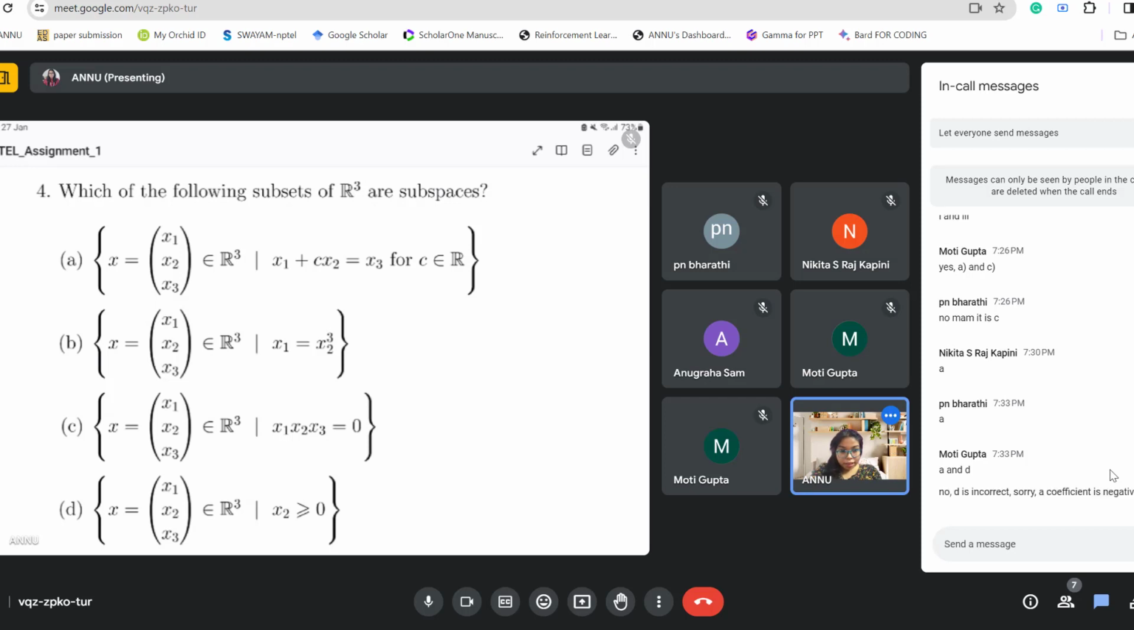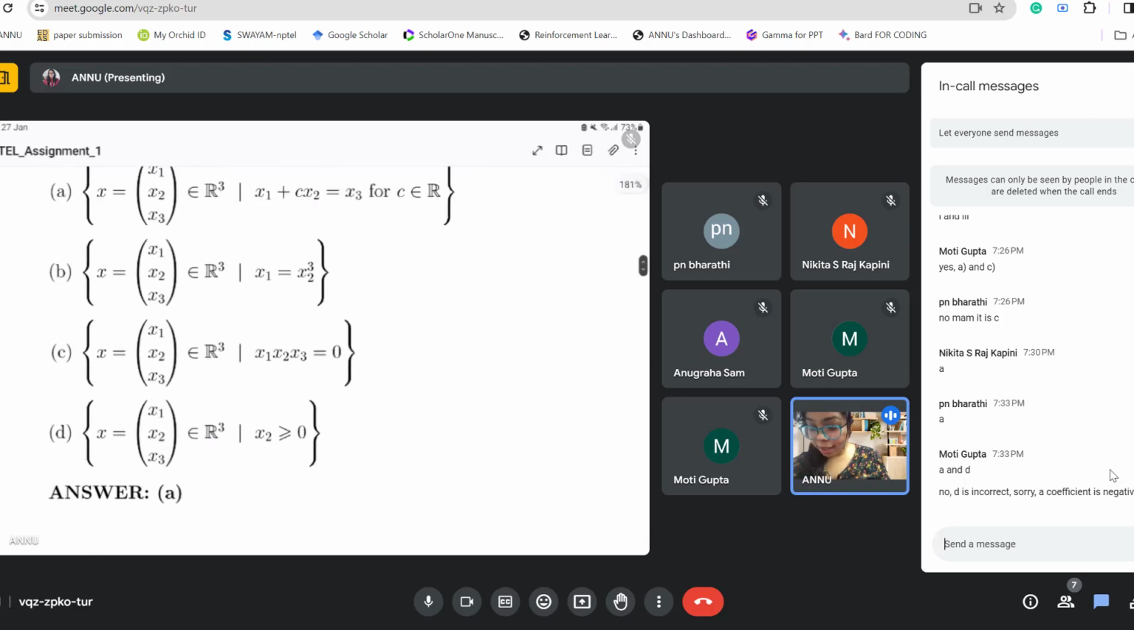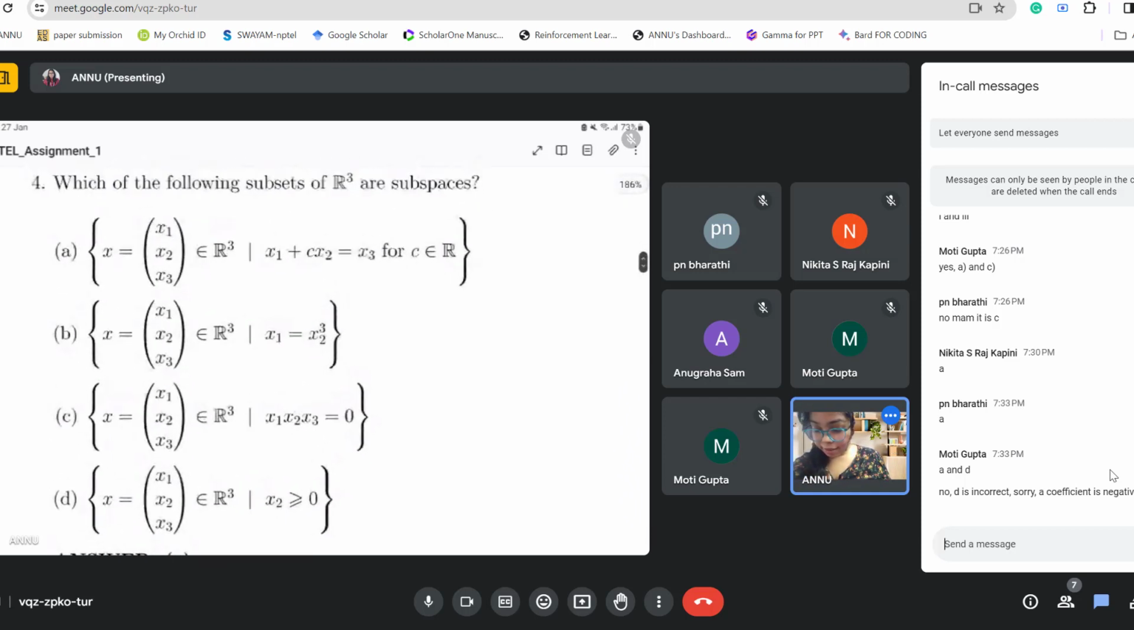Only D is the question. In D, the coefficient is like this, because if alpha is negative, then it will not be the case. Thank God. So the answer is A. You are very correct. Nice.